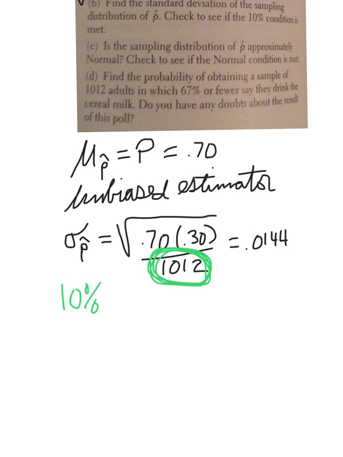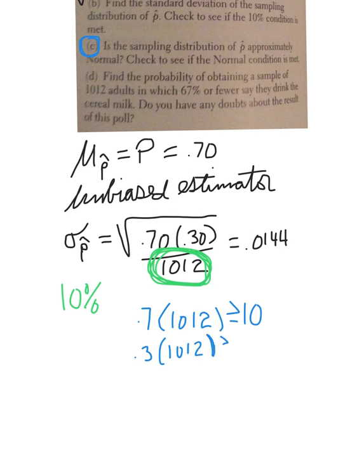The next one, letter C, is we talk about whether it's normal. That's where we take 70 percent and multiply it by the sample size. Is that bigger than or equal to 10? And that's a yes. Well, what about the other one? 1 minus the proportion. Is that number bigger than 10? That's also a yes.